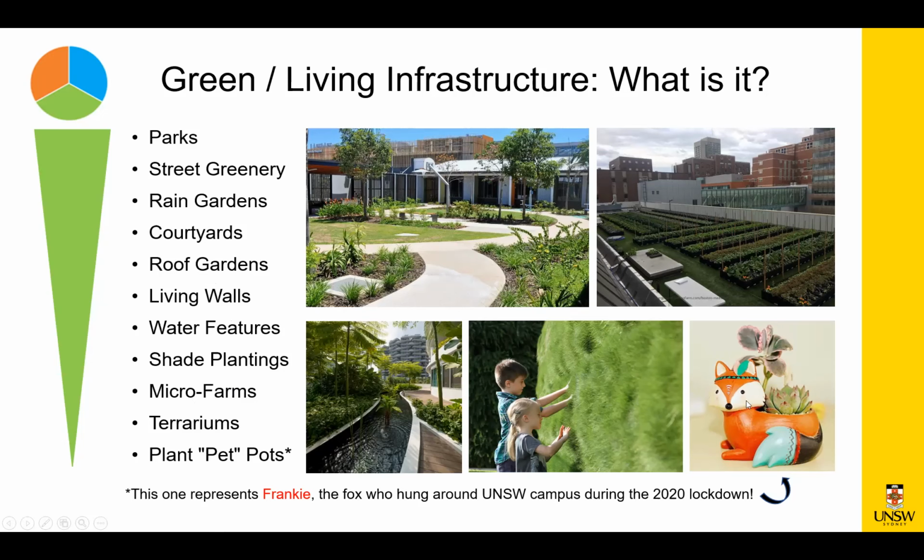So we've got one here which is representing Frankie. Now, those of you who were around UNSW a couple of years ago when the lockdown was happening might remember there was at least one fox hanging around the campus at the time. And he got dubbed Frankie the Fox. So there he is there masquerading as a pet pot.